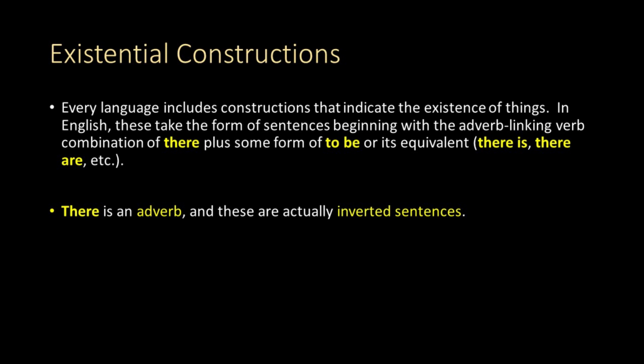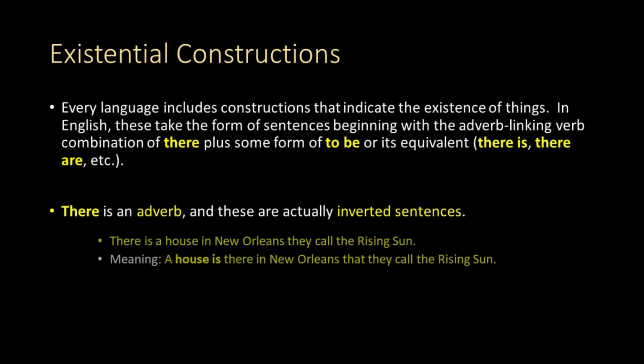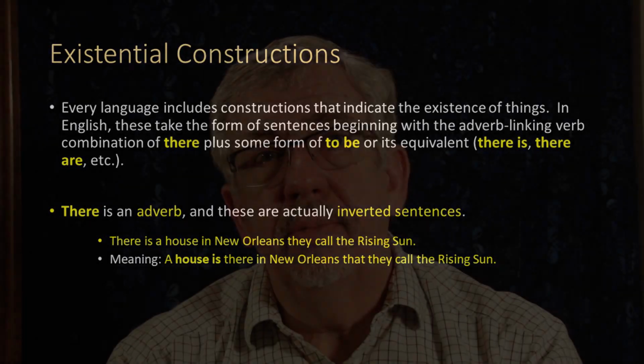By now, you should know my favorite existential construction is this. There is a house in New Orleans they call the rising sun. That sentence is simply stating that a house is there in New Orleans that they call the rising sun. House is the subject. It's singular, so it needs the singular verb is.